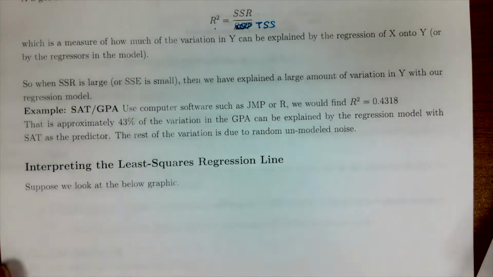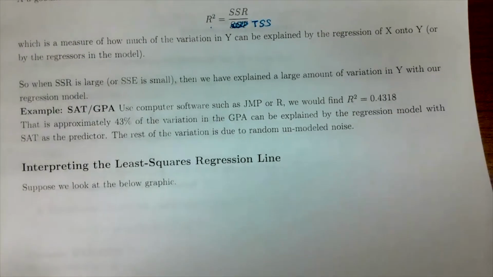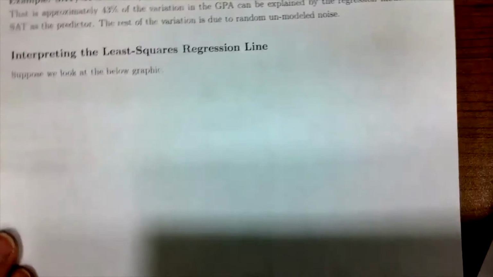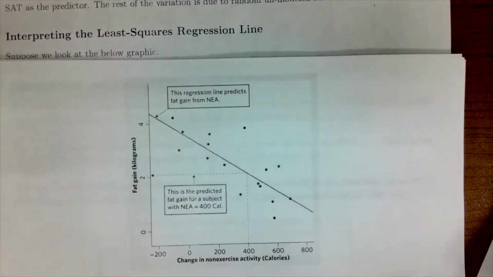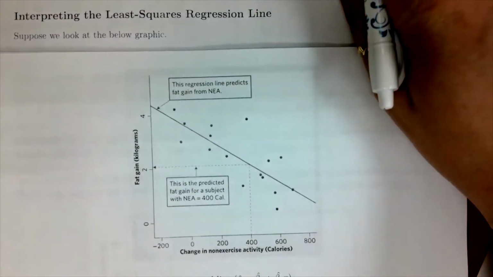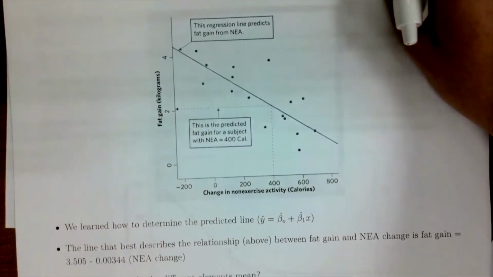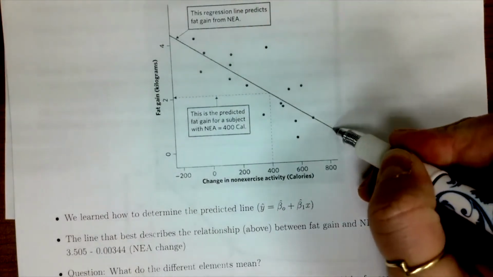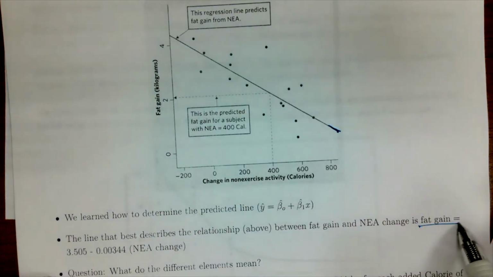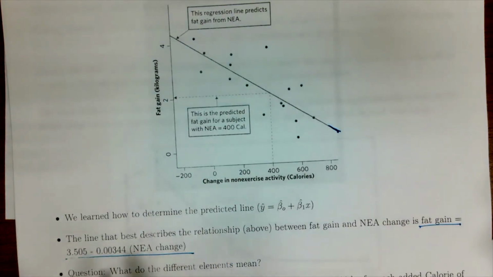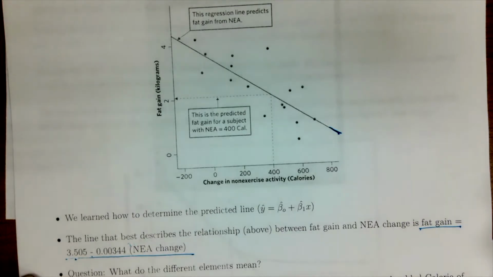Now, something else you might want to make sure to understand before going into multiple linear regression is interpreting the least squares regression line. So here's a different example in which we have data. The whole idea was that we already created this line right here. This is our predicted line. And we found that our y is equal to our intercept minus this slope times x. And so we want to be able to interpret these.